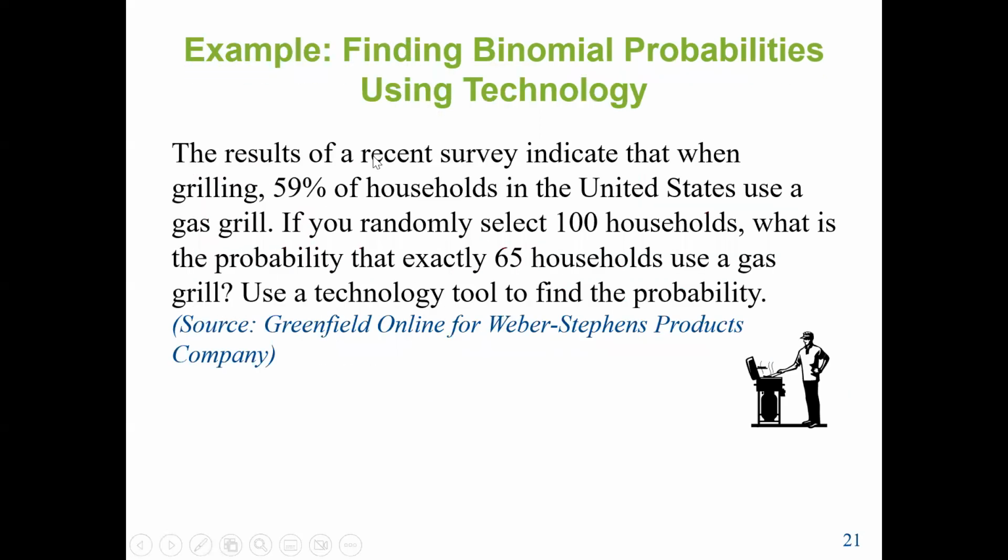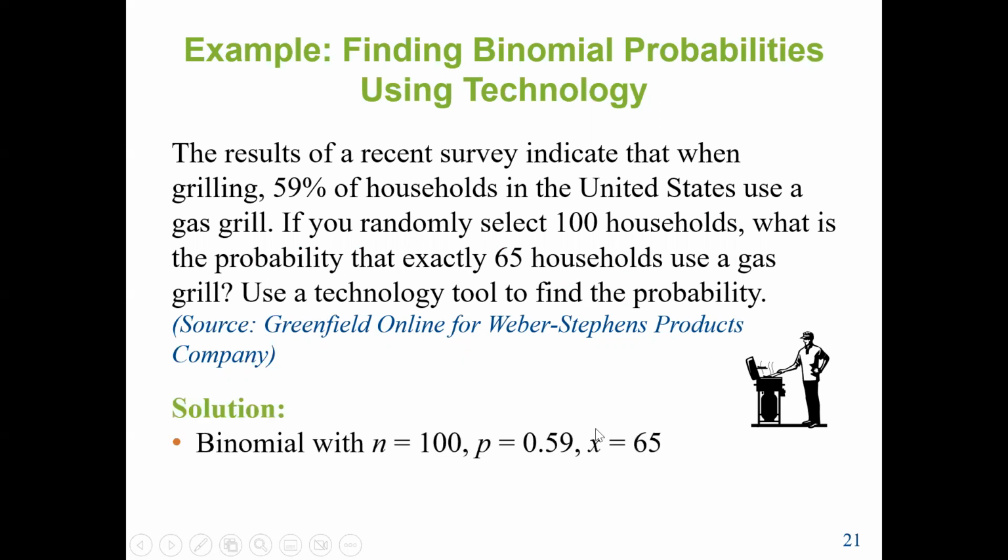Now let's try the next question using technology. The result of a recent survey indicates that when grilling, 59% of households in the United States use a gas grill. If you randomly select 100 households, what is the probability that exactly 65 households use a gas grill? Now, here they say we should use a technology tool to find the probability.